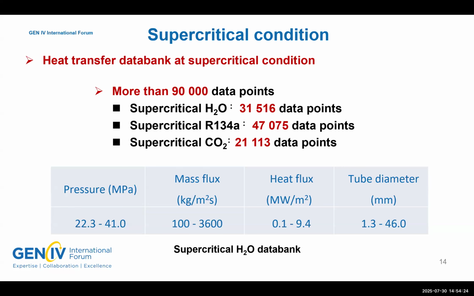So you will see the system pressure ranges from 22.3 to 41 megapascal. And for the mass flux, the experiments span from a very low value around 100 to 3,600 kilogram per square meter second. And the heat flux goes from 0.1 to 9.4 megawatt per square meter, and the tube diameter is from 1.3 to 46 millimeters.